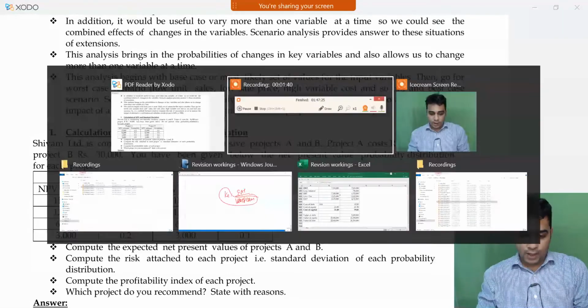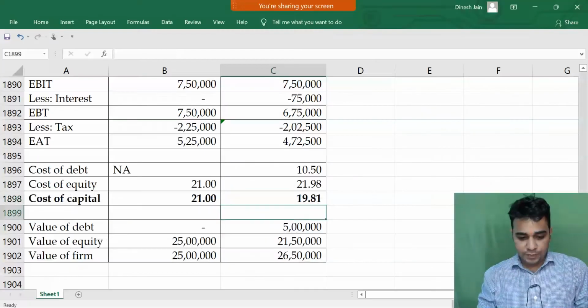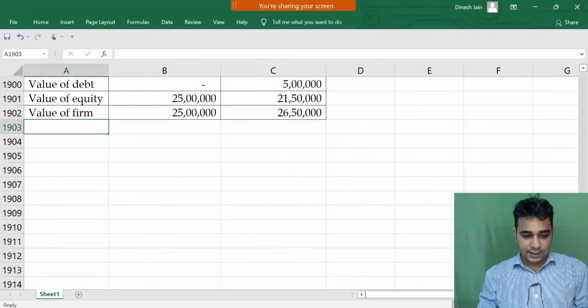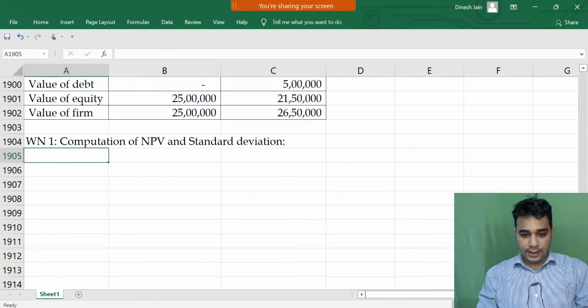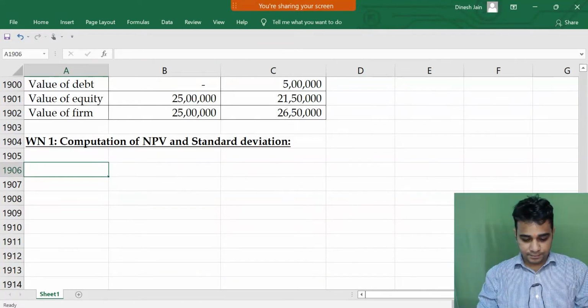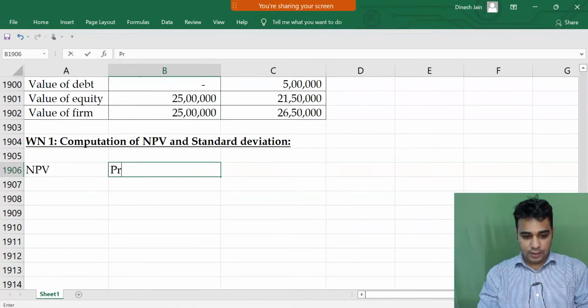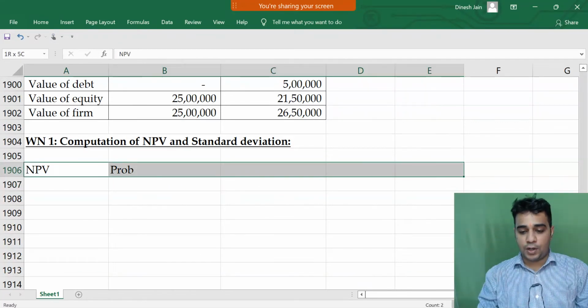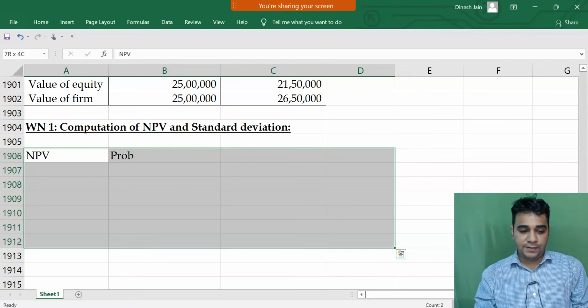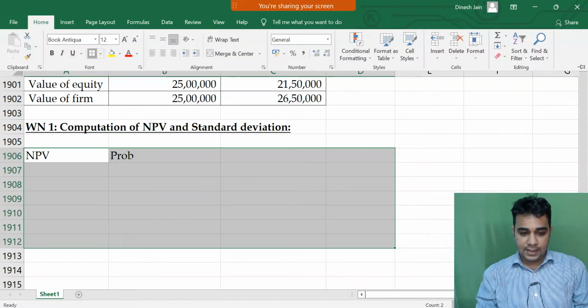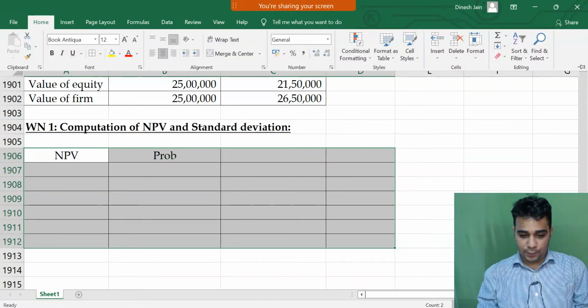Let's start. Working note 1. I'll do only one project. Computation of NPV and standard deviation. NPV and probability, these are the two numbers I want. If I have NPV and probability, I can calculate expected NPV and standard deviation. Everything can be calculated. NPV and probability as given in the question.